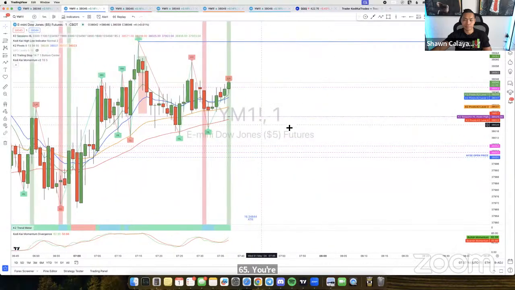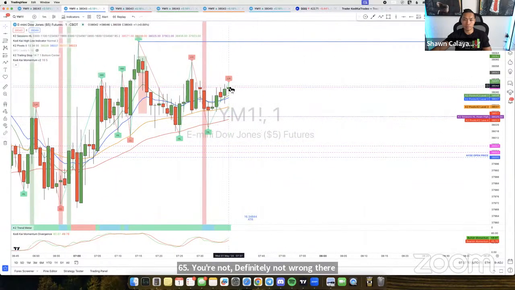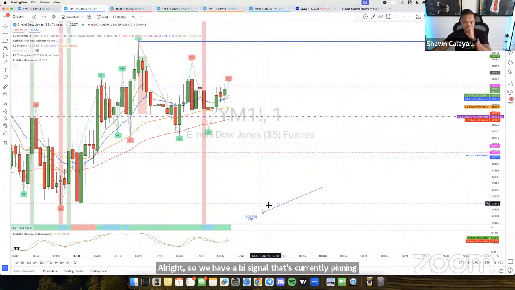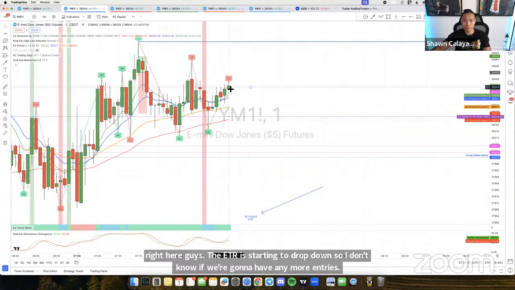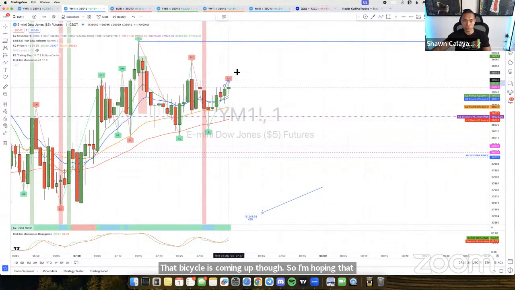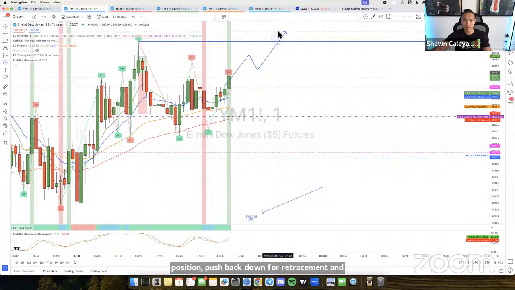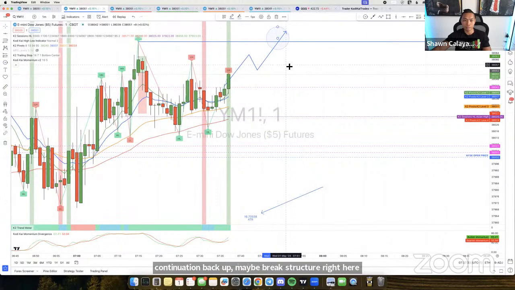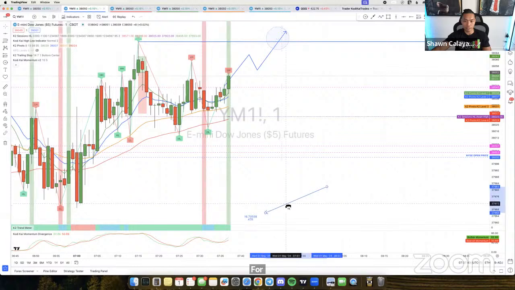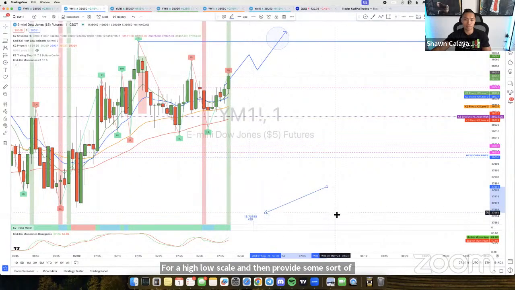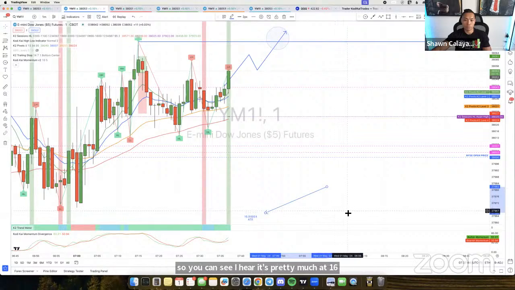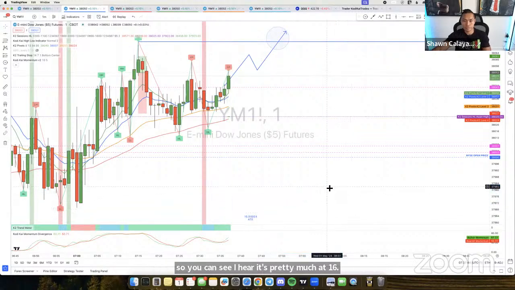Definitely not wrong there. All right, so we have a buy signal that's currently pending right here, guys. The ATR is starting to drop down, so I don't know if we're going to have any more entries. That buy signal is coming up though, so I'm hoping it comes up. We get a push up right here, so Josh can get out of his position, push back down for retracement and continuation back up. Maybe break structure right here for a high-low scalp, and then provide some sort of opportunity here for entry. But the ATR is driving down, so you can see right here it's pretty much at 16. As we get closer to 740, it'll probably drop down to 15. As we get closer to 8, it'll probably drop down below 15.